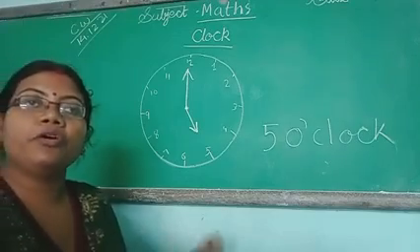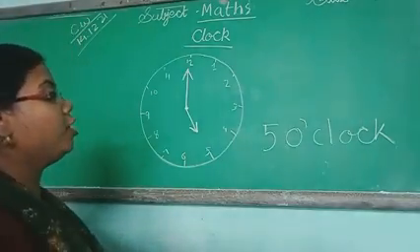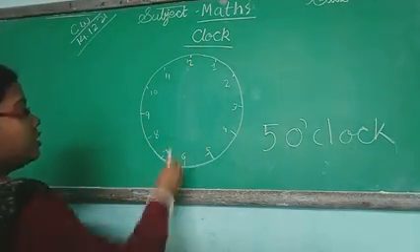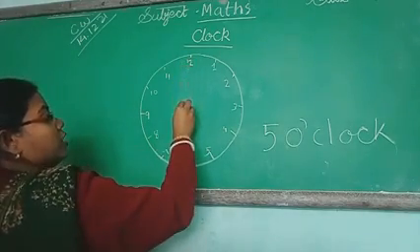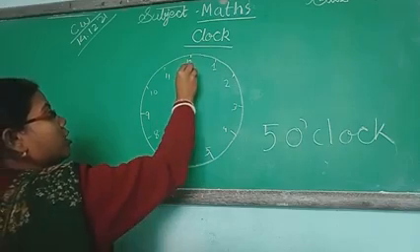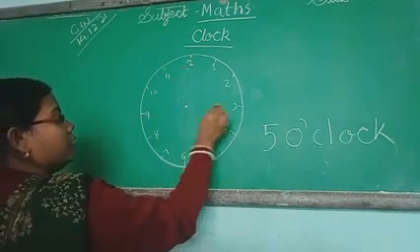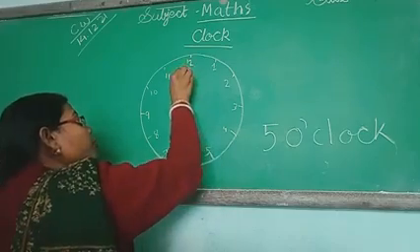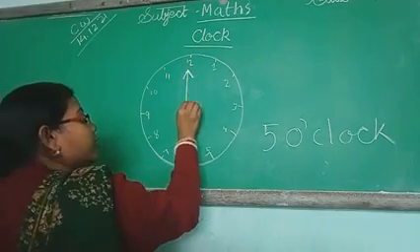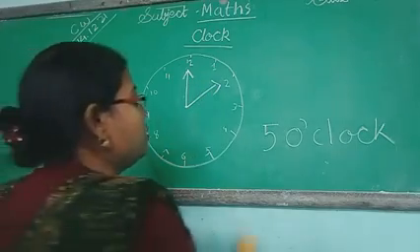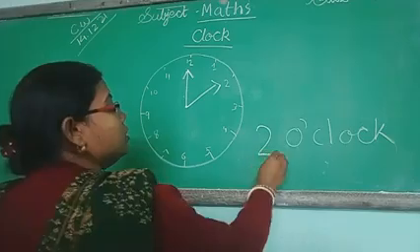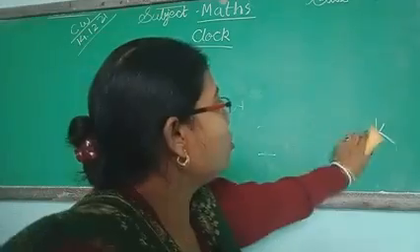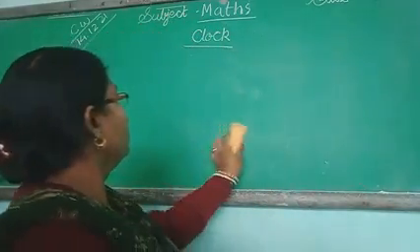See children, whenever you are making any clock, I will teach you how to make a clock. You see the center. You first see the center, this one. And it's 12, 6, 9, 3. You have to write these numbers first. And the minute hand should be at 12. And the hour hand is at 2. The time is now 2 o'clock. So this is the process of making a clock. This is the o'clock.